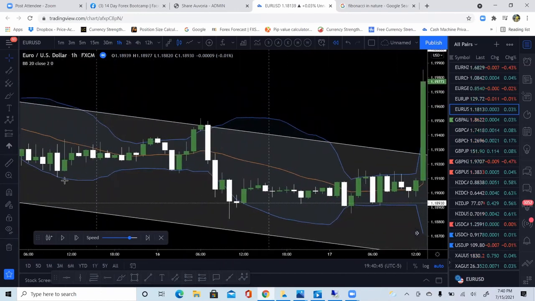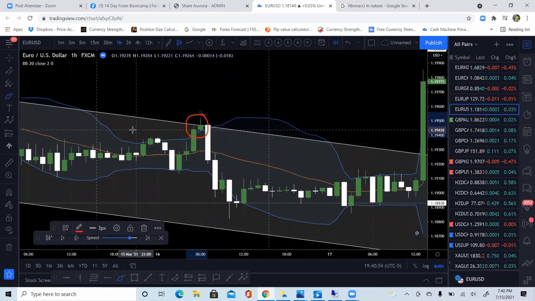If you look even closer, what do you see? You see a couple candlestick formations. You see this inverted hammer. You see this evening star formation. So this is how you start using things in conjunction to find trades.